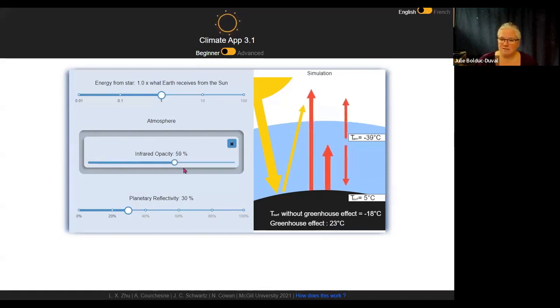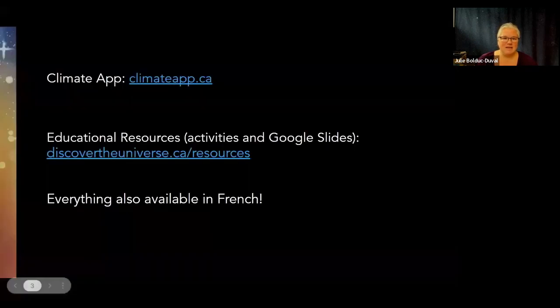So again, simply playing with the slider really helps you understand what's happening. So three sliders, pretty simple, a lot of potential. So let's go to the activities, and I will take you to the Discover the Universe website.